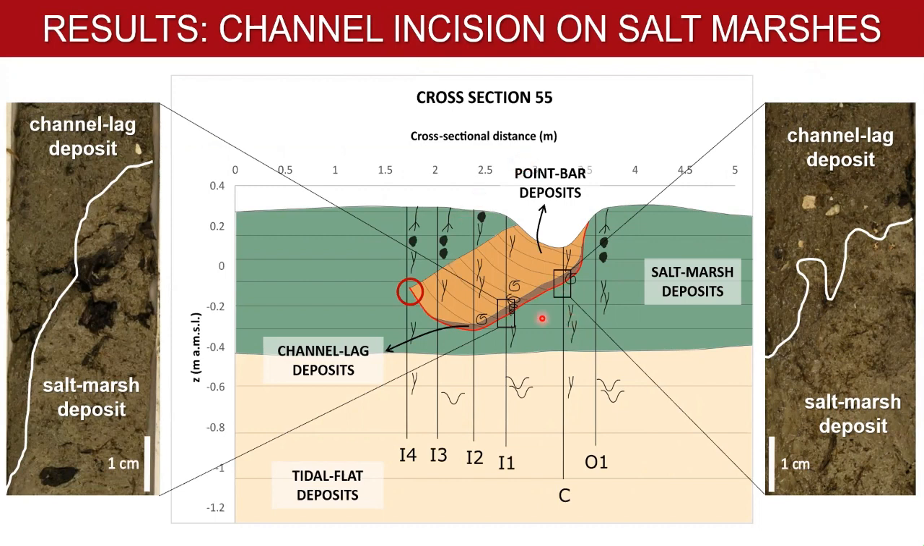Both in the C and in the I1 course, we can see salt marsh deposits under channel-like deposits. In addition, the intersection between the brink and the channel talweg trajectories, highlighted here by the red circle, is located within the salt marsh deposits.